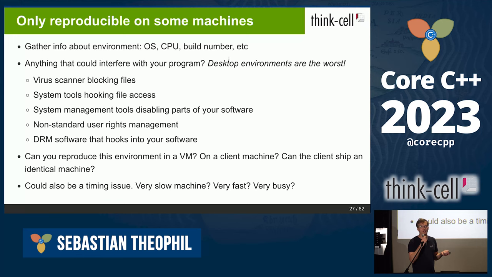And there are issues that are only reproducible on some machines, of course. It's a natural idea that maybe this has something to do with those specific machines. So we want to gather all the information about the system environment, everything that can be relevant. Operating systems, CPUs, build numbers of your software, all the other tools that can interfere with your application. And when you're writing on a desktop environment, this can be a lot of things. It can be virus scanners blocking files, system tools that hook system functions, system management tools that disable parts of your software, or digital rights management software that's interfering. There are a lot of things that can go wrong.